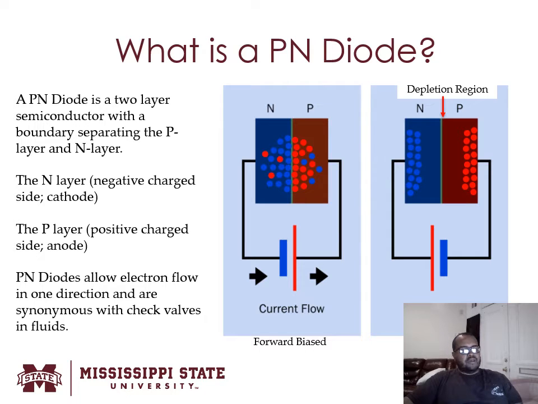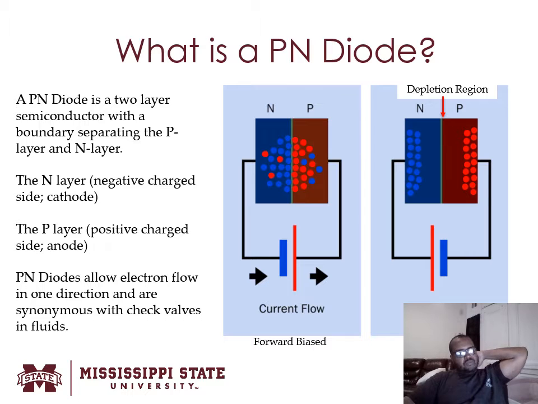All right. So when we have it reverse biased, we have no flow. We have the positive side of our voltage connected to the negative side of our diode, and the negative side of our voltage connected to the positive side of our diode. And what this does is it creates this depletion region here.